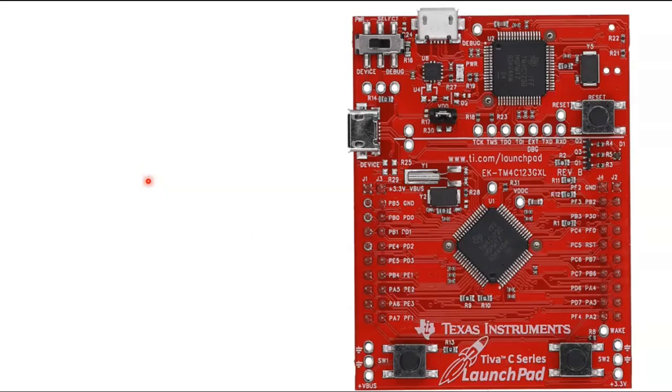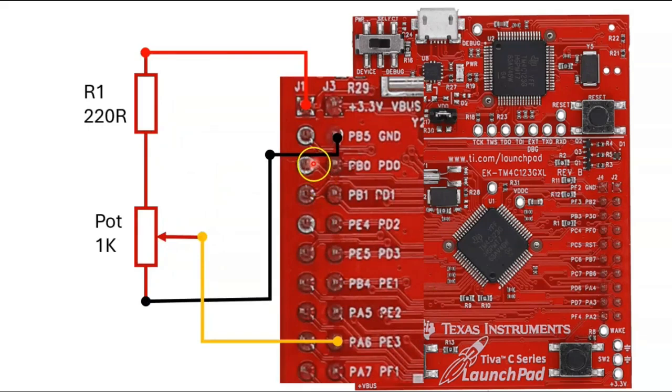Hardware setup. Right, the hardware setup is the same as the one I used in my last video, but I will repeat it here for clarity. Now this here is the TM4C123G LaunchPad board, and I'm going to put up the schematic and also expand this part of the board. So we have it here.